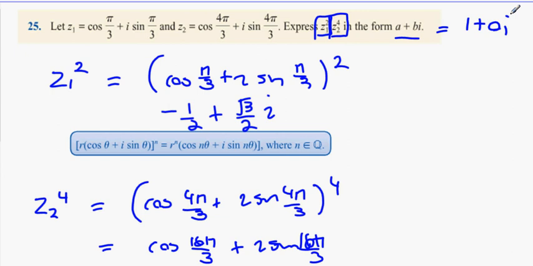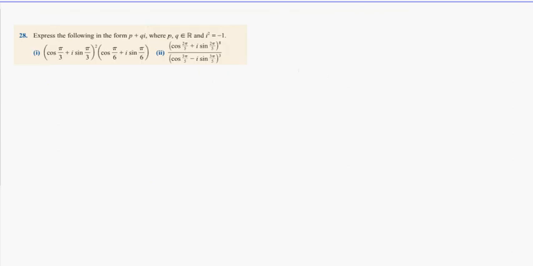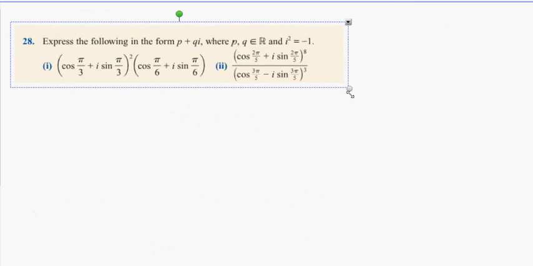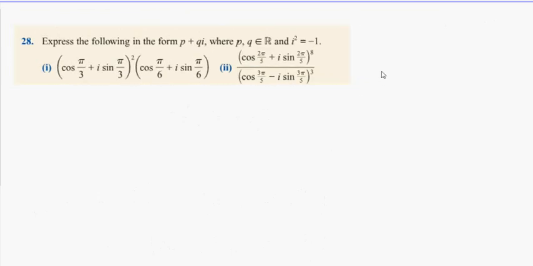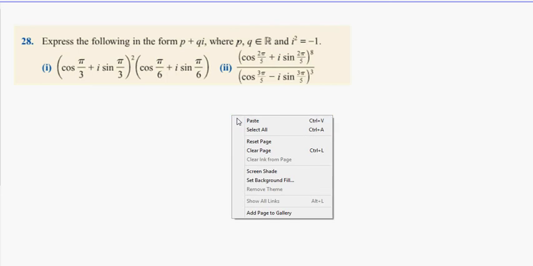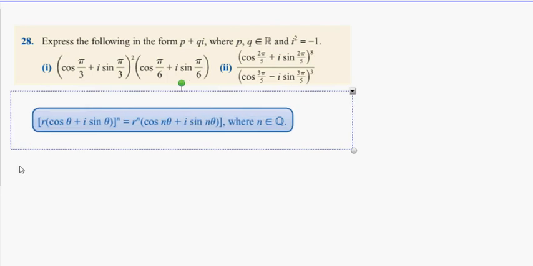Yep. Now moving on to number 28. And number 28 is a mixture of the Myers theorem and the compound angle rule, which I'll find for you now.